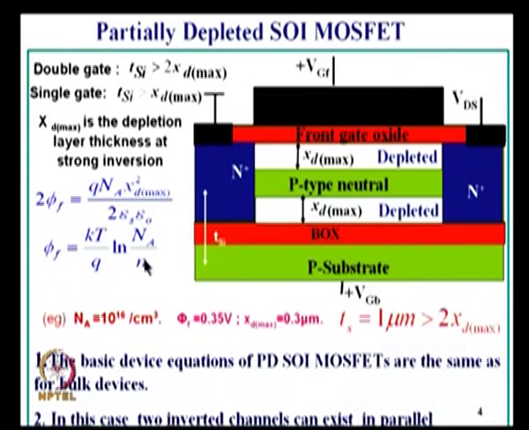But remember these numbers: 10 to the power 16, phi f is 0.35, maximum depletion layer width is 0.3 microns. So, T silicon is 1 micron, which is greater than twice the X T maximum. So, it is a double gate operation. In that case, when there is double gate operation, if T silicon is more than twice the depletion layer width, it is partially depleted. If it is single gate, that is there is no back gate, then T silicon should be greater than X T maximum, and then it is partially depleted. The idea is clear.